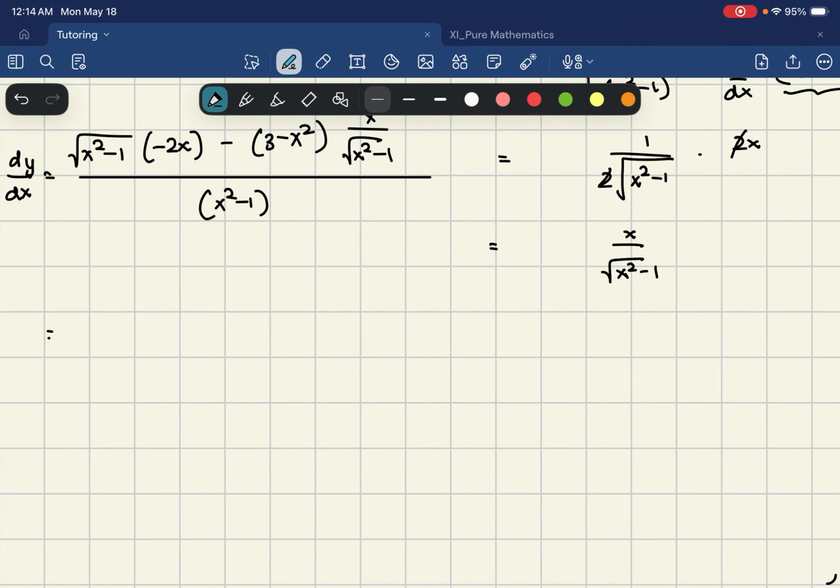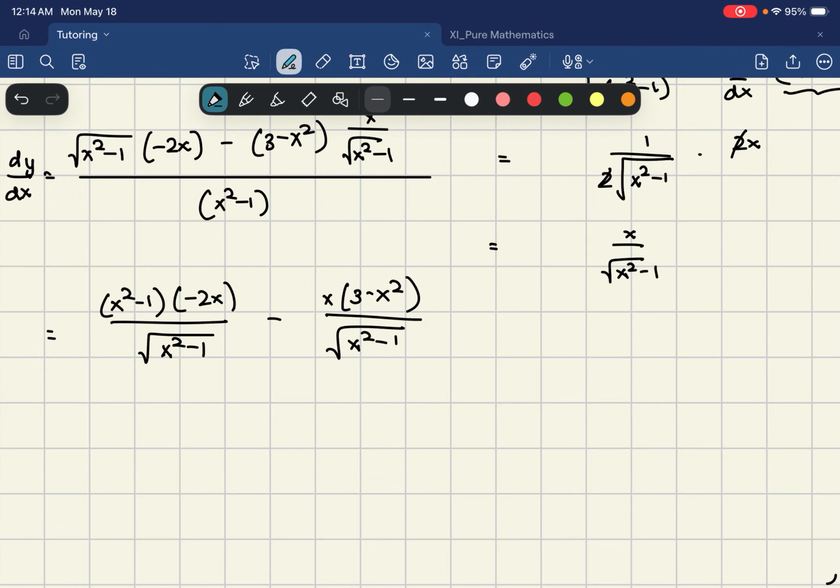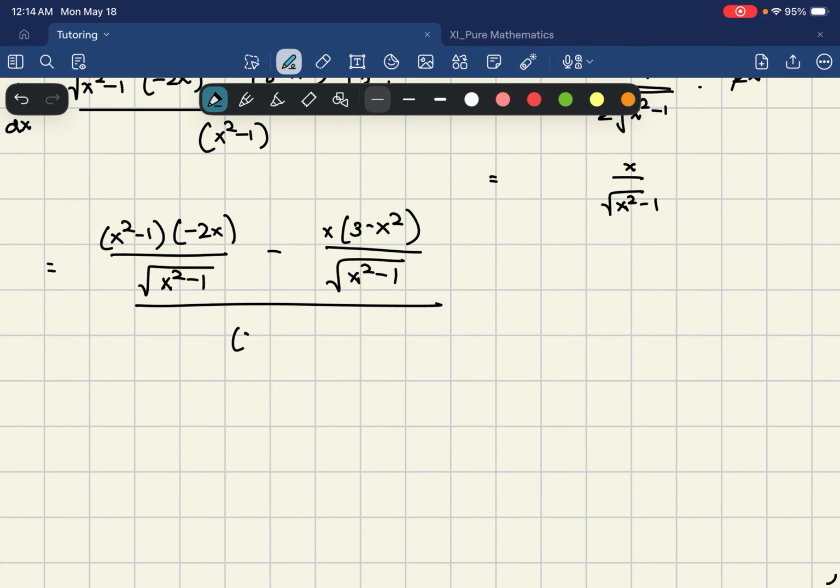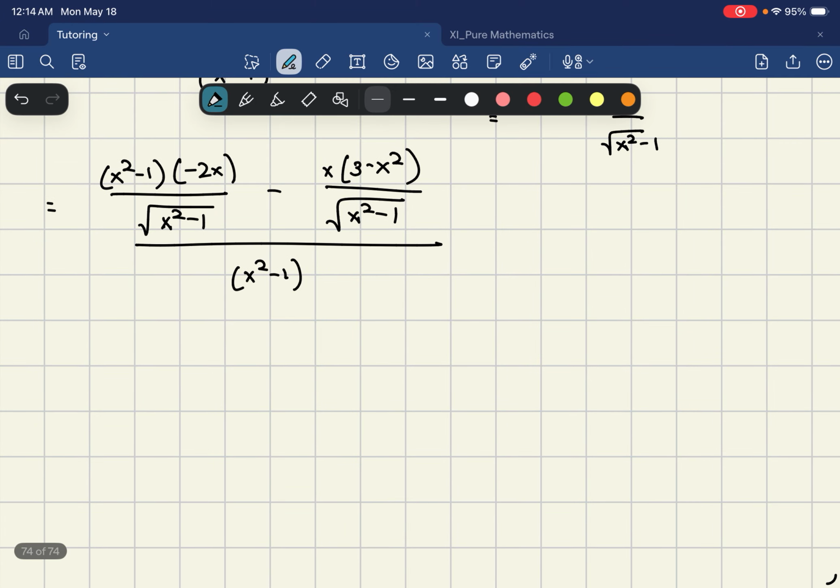If you simplify everything, and add things together, I'm going to leave the simplification for you to try on your own, but you are going to get this expression. I know it might look a bit confusing to see how I got here, but I encourage you to pause the video and try to get this expression on your own.